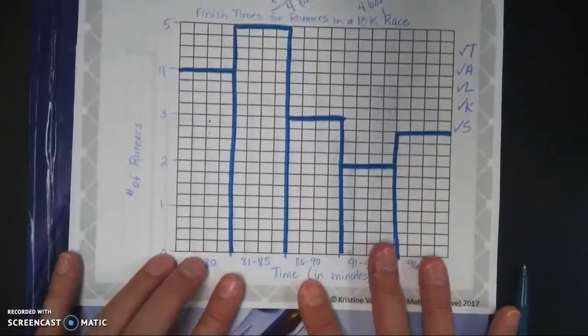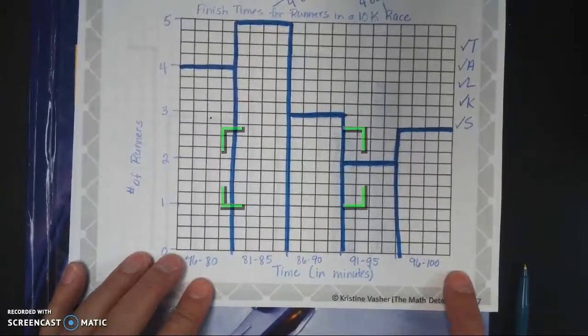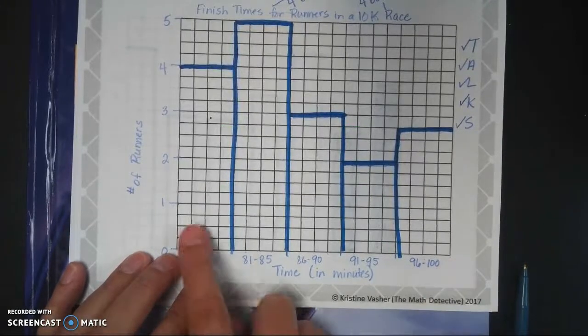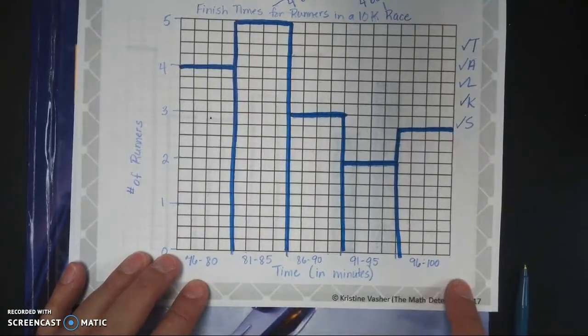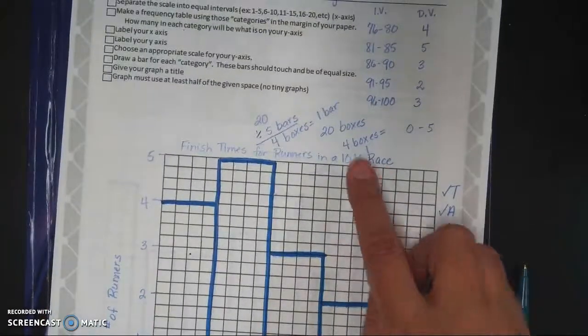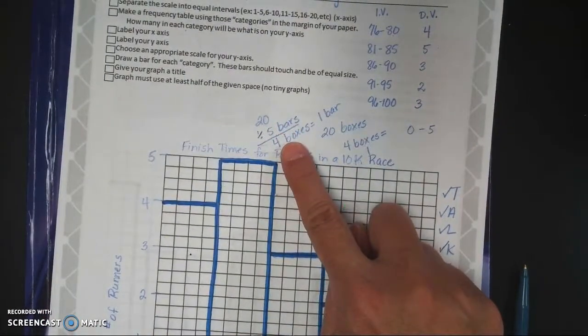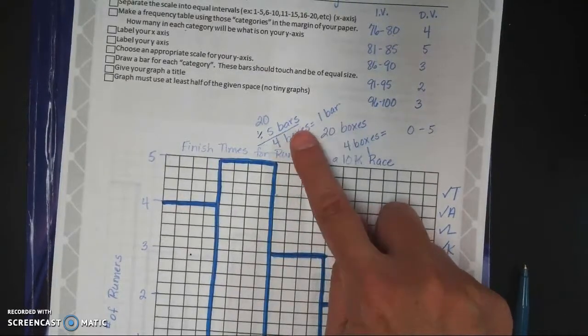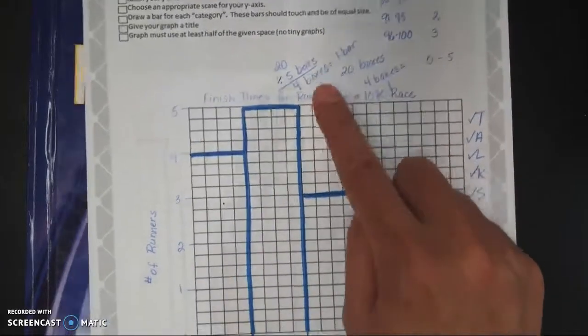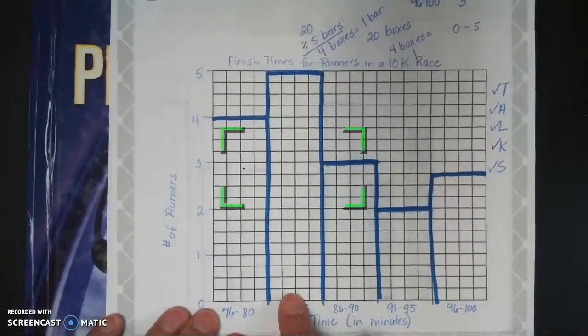The next step for me was to figure out the space that I had so that I could make evenly wide bars going across there. I had 20 spaces. I needed to put 5 bars on there. So that divided out, 20 divided by 5, meant that my bars were going to be 4 boxes wide. So I made them 4 boxes wide.